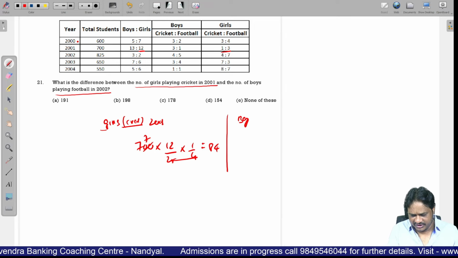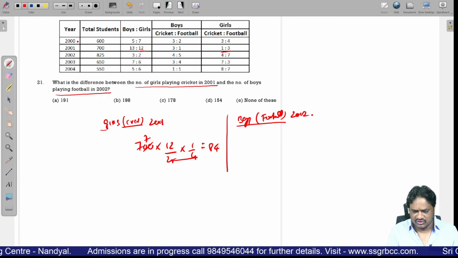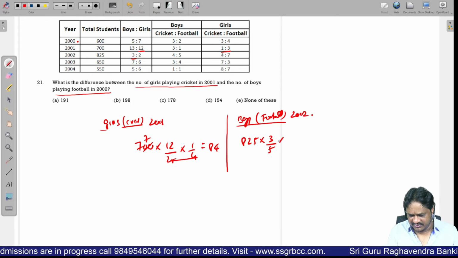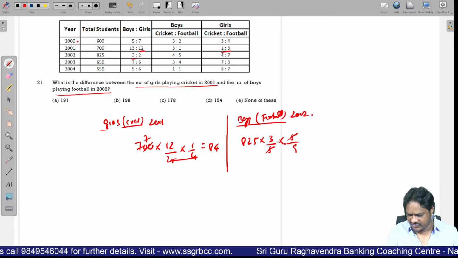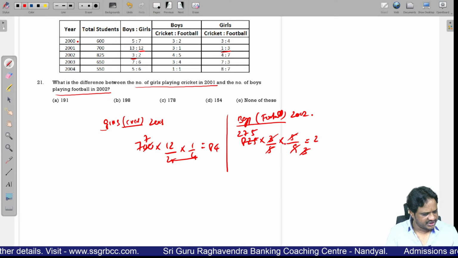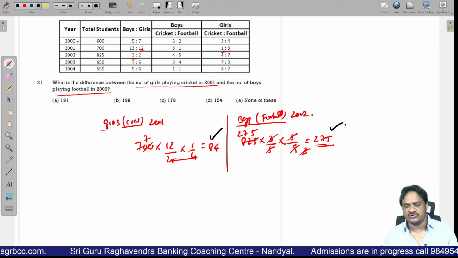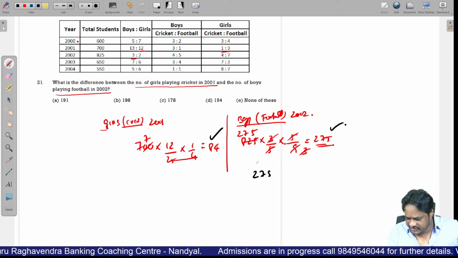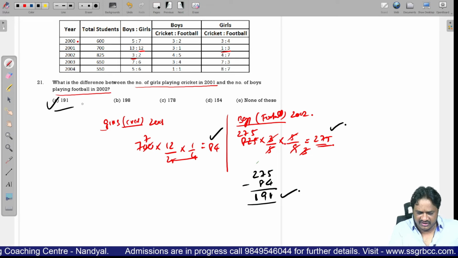Next, boys football. We have to calculate boys football in 2002. In 2002, what is the total strength? 825. In this, we want boys, it will be 3 by 5. In this, we want football, it will be 5 by 9. 5 cancel, 3 ones, 3 threes, 3 27s, 3 5s. So we are getting 275. So one value you got is 84, one value you got is 275. We have to find the difference. So the difference of 275 and 84 is 191. Option 1.